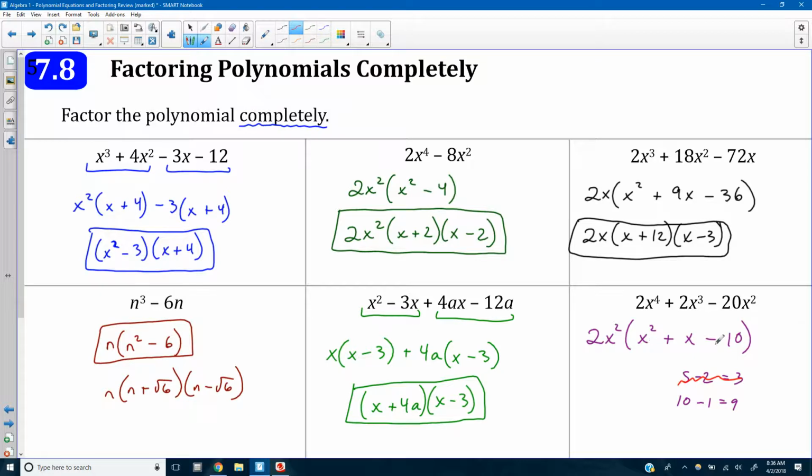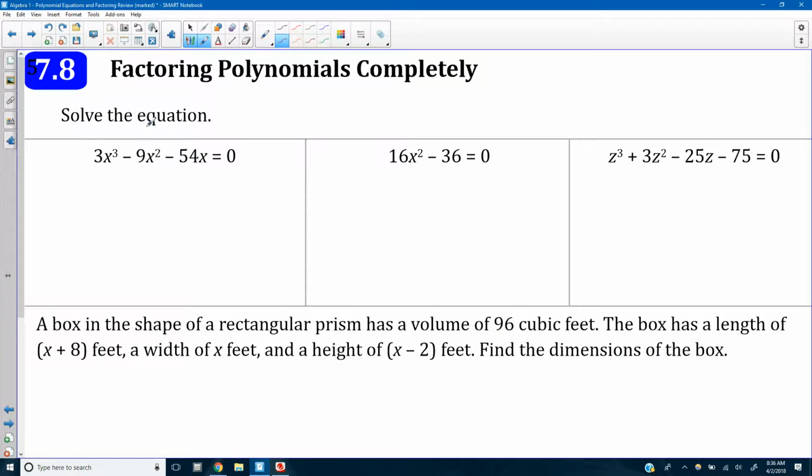It means this is not factorable, but we factored out the problem as much as we could. We don't write not factorable here. We factored it out as much as we could, and that's all that we could. And that's it. Okay, solve the equation.